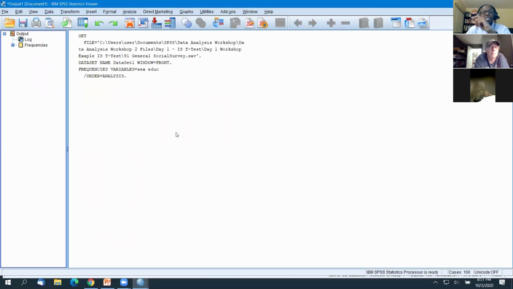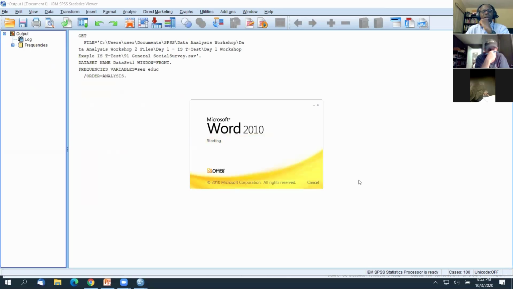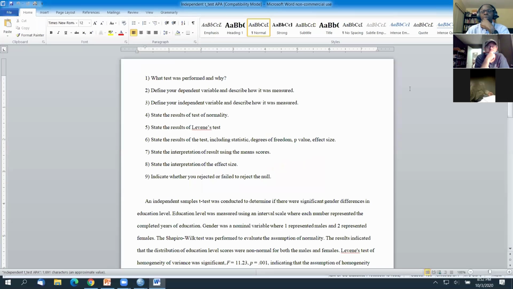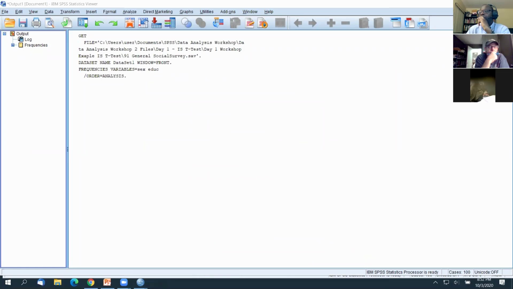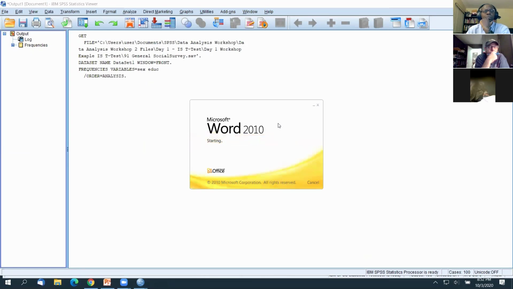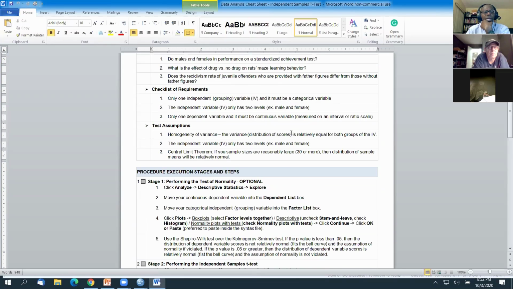Now, the next thing we wanna do is on the worksheet that I was trying to send you. So this is our little cheat sheet that I created. The cheat sheet is just an overview and the steps.